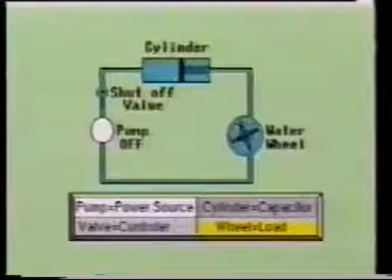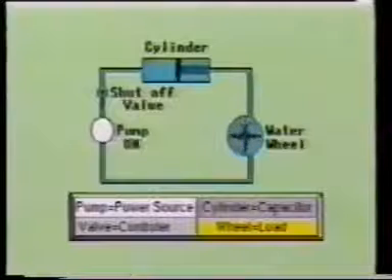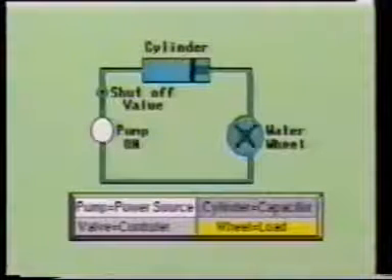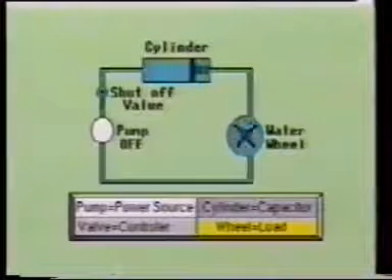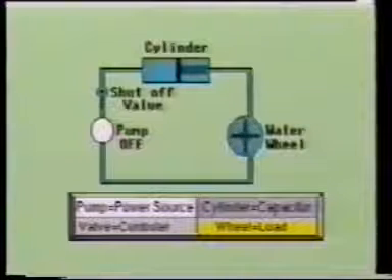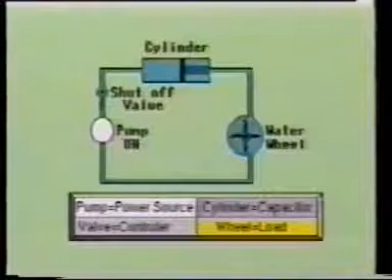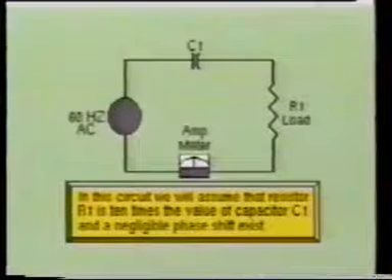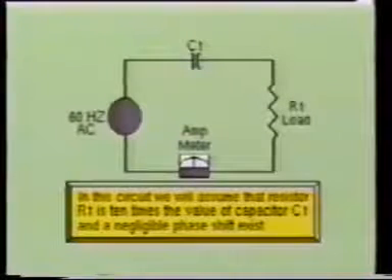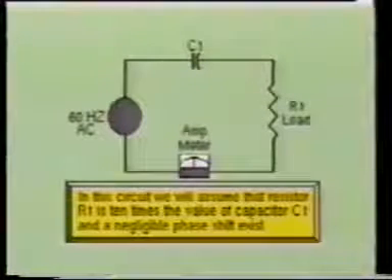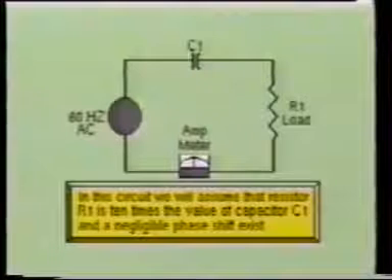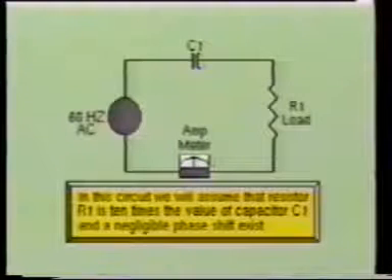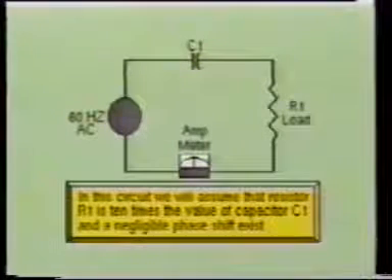As you noticed, even though no water actually flows through the cylinder, the water wheel continued to alternate directions with the flow of water. We shall now use the same idea and apply it to a capacitor circuit. In this circuit, we have replaced the pump and shutoff valve with an AC generator. We have replaced the water wheel with a resistor and the cylinder with a capacitor. We've also placed an amp meter in series with the load to monitor the current flow.